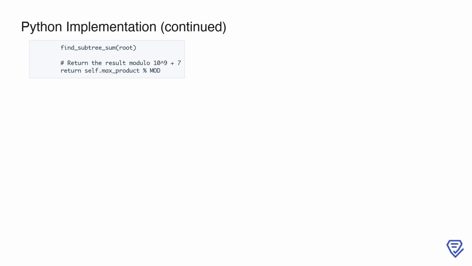Once the recursive calls are complete and all possible splits are evaluated, we return the maximum product found, modulo 10 to the power of 9 plus 7, as the solution.